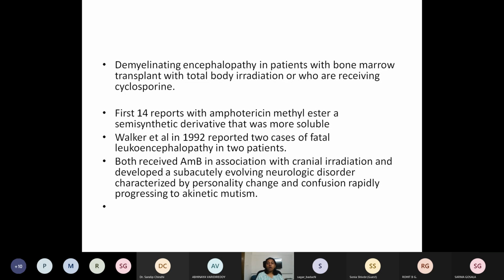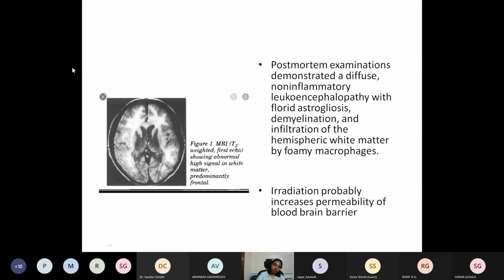In 1992, there were 2 cases of fatal leukoencephalopathy identified in patients receiving amphotericin B, and both had received cranial irradiation. They developed a subacutely evolving neurological disorder characterized by personality change and confusion, leading to akinetic mutism. This was the MRI that was done in 1992. That is the reason it is like this; this was the only image I could get. You can see this white matter hyperintensity, bilateral and symmetrical, like a toxic leukoencephalopathy. So amphotericin B is considered one of the drugs responsible for toxic leukoencephalopathy. However, this is very rare.